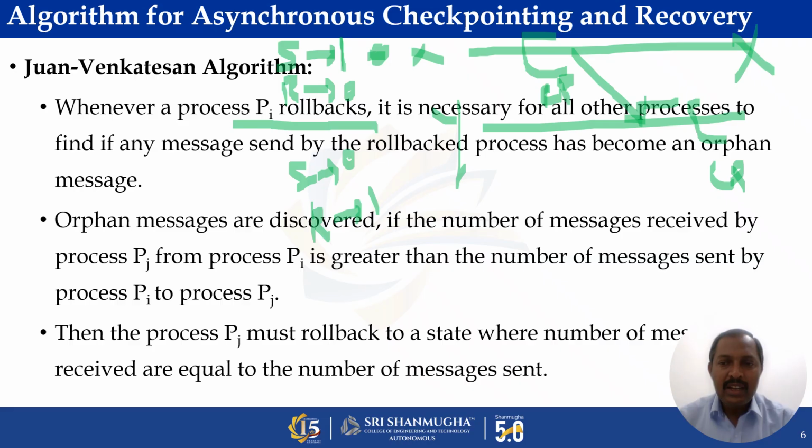Due to some failure, process X wants to apply rollback. So it will check whether the number of messages sent and received are equal or not between these two processes. No, they are not equal. Then this may result in an orphan message, which is not allowed, so this rollback is not allowed.